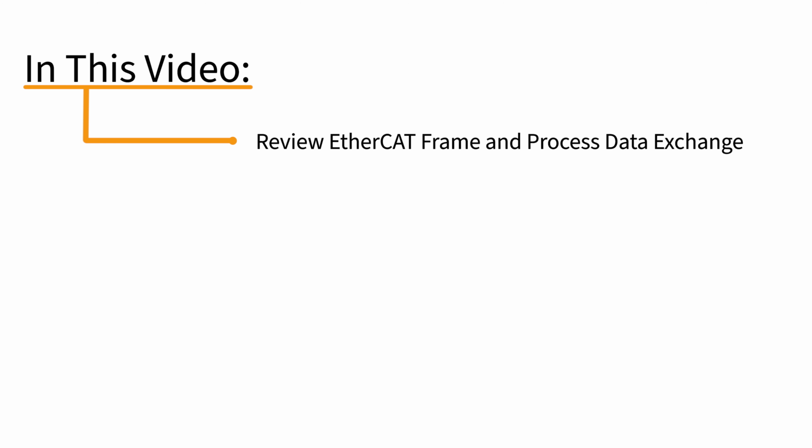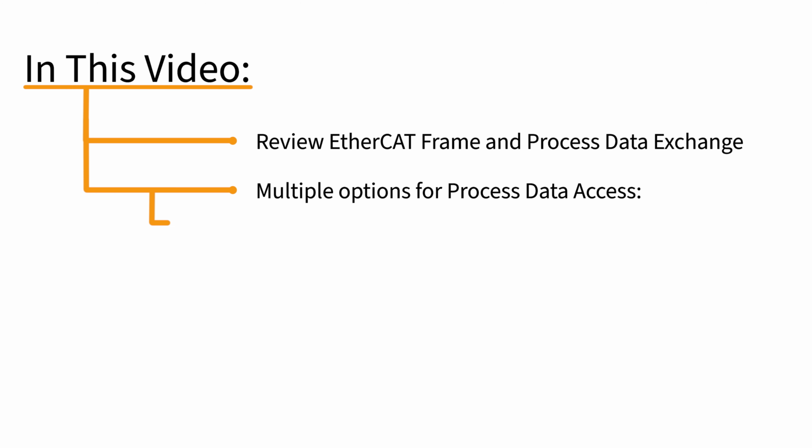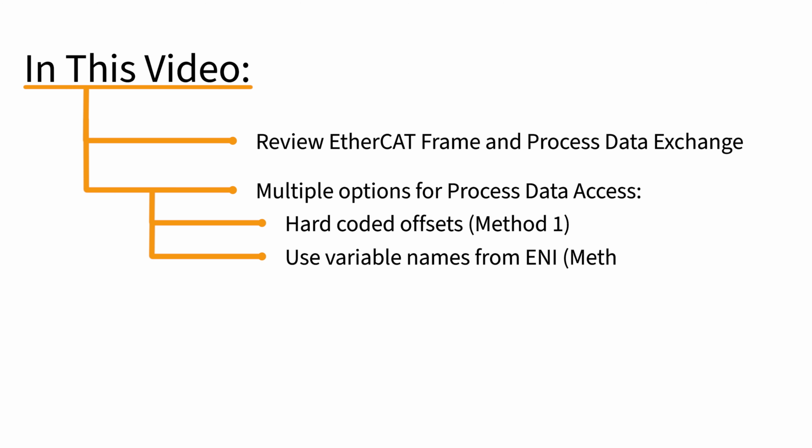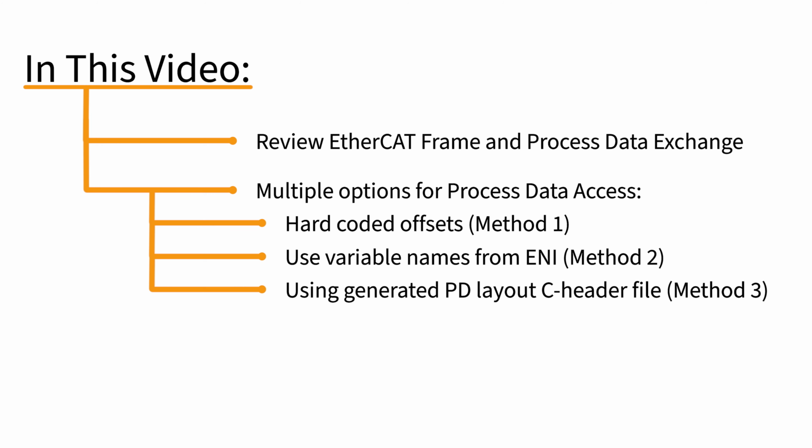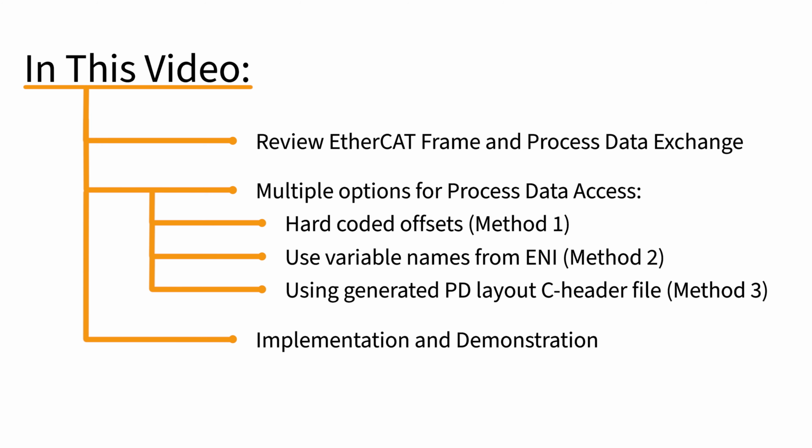First, we will review the basic concept of how process data is exchanged in EtherCAT. Then we'll cover 3 methods for accessing the process data from the MainDevice application. And at the end, we'll show a specific implementation and demonstration.